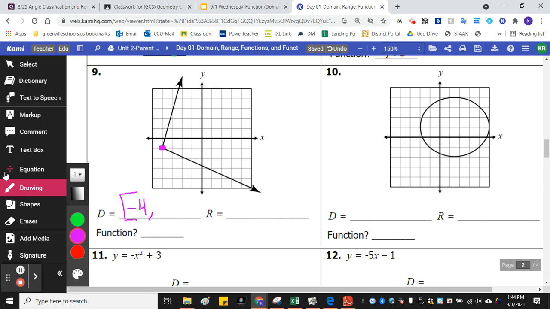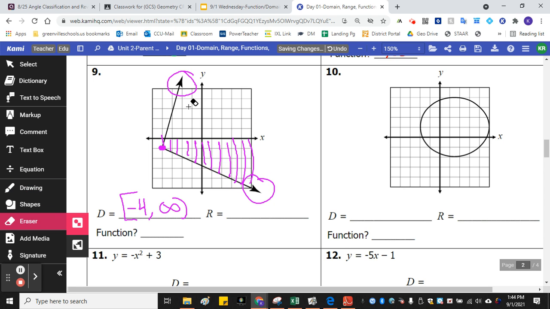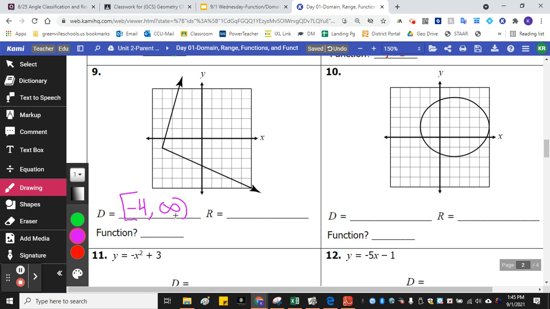Where does this graph end? Infinity. To the right forever. Both of these are going to the right forever. So positive infinity. So -4 to positive infinity. There are x values all in between. Why are you doing the brackets and parentheses? Because we're writing an interval where there are x values. This is interval notation.